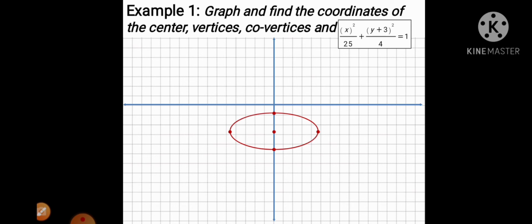This is the graph of the ellipse. First is to find the vertices. So, this is the line. These two points are the intersection, the vertices. And these two points are the co-vertices, and the last one is the foci.